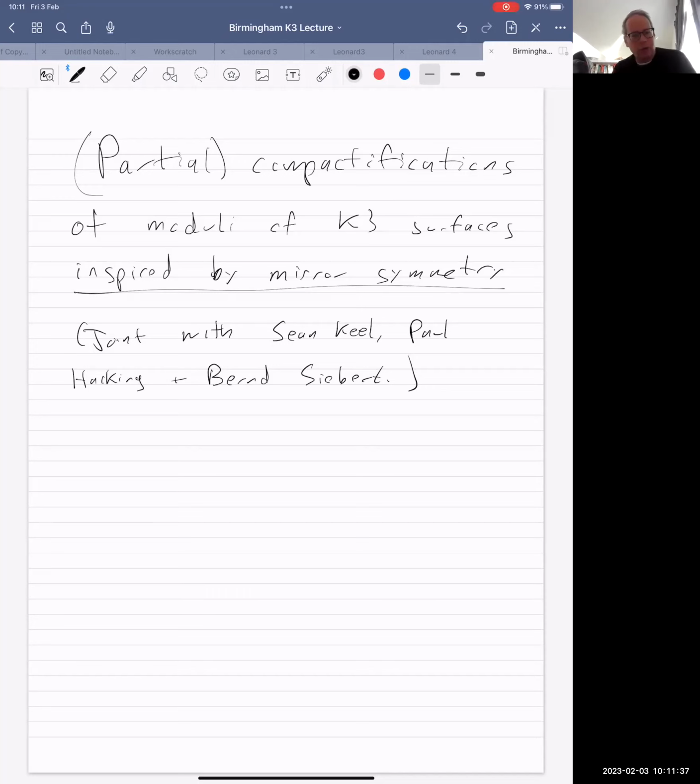This is actually, what I'm talking about is quite an old story. It was work that I started in discussions with Sean Keel and Paul Hacking in 2009, and later on Bernd Siebert got involved. And there's been a manuscript which has been circulating probably for at least 6 or 7 or 8 years. It's been a little bit hard to keep track.